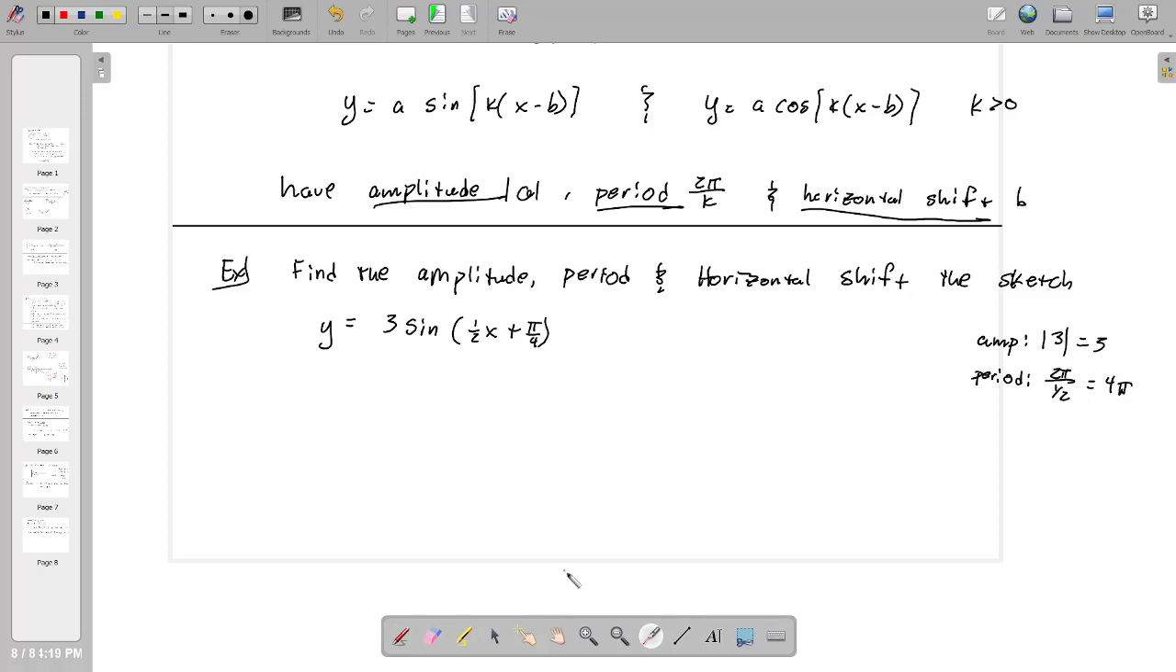Now our horizontal shift, we have to be careful. Note that our horizontal shift is not pi over 4. Notice that the 1/2 is not factored out like the k is here. The k would distribute to both the x and the b. Here, the 1/2 is just multiplying the x. What you want to do first is factor out this 1/2. So 3 sine of 1/2 times (x plus pi over 2). Notice how this changed from pi over 4 to pi over 2.